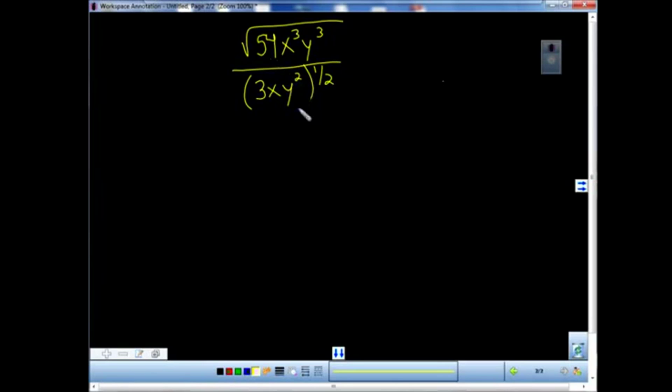Okay, so I want to put them both in radical form. The top one's in radical form, which means it has a square root. So I have the square root of 54 x cubed y cubed. I'm not going to change that yet. It's in radical form. I want to change this into radical form.